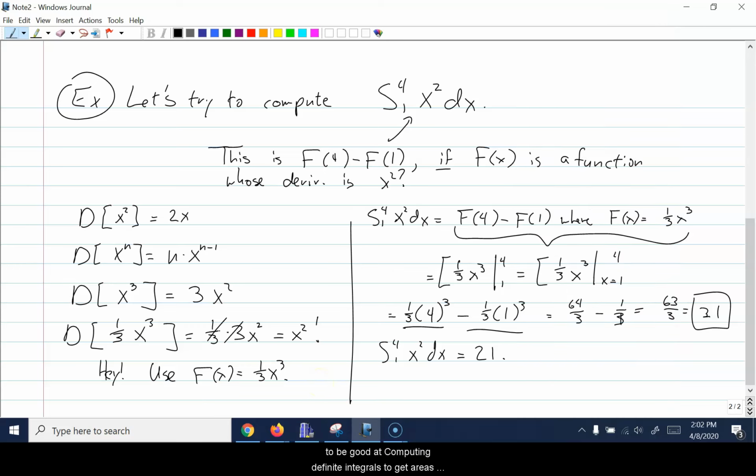So that's our motivation. We'd like to be good at computing definite integrals to get areas under curves or understand rates of change, or we've got a couple good reasons to want to know the definite integral. And a way to do that is to find an antiderivative. Our goal is to get good at finding antiderivatives, and we have this notation that we use for that.